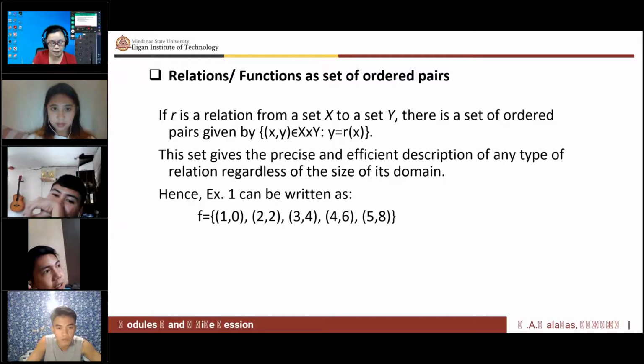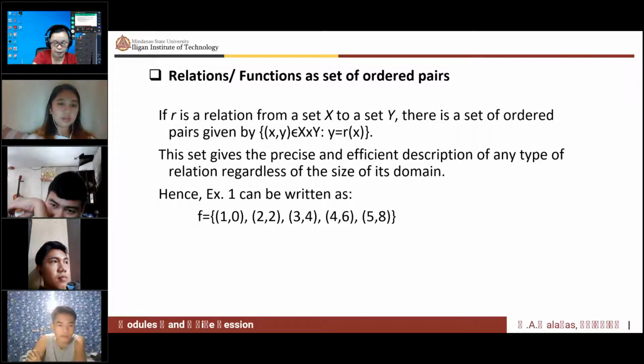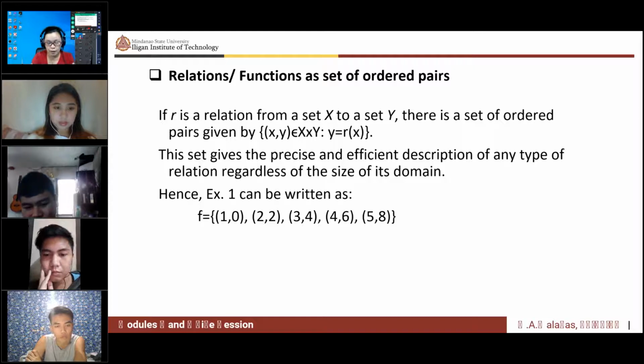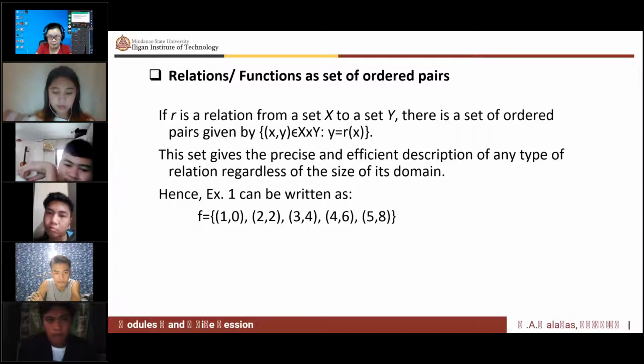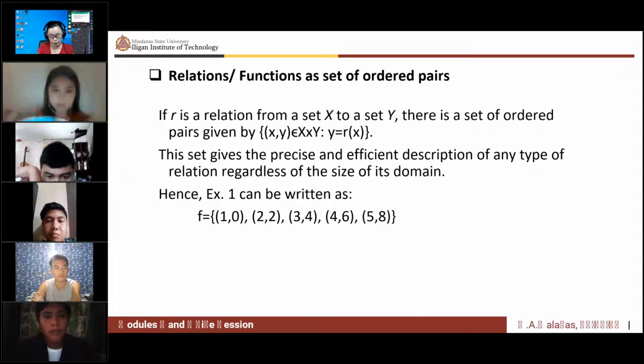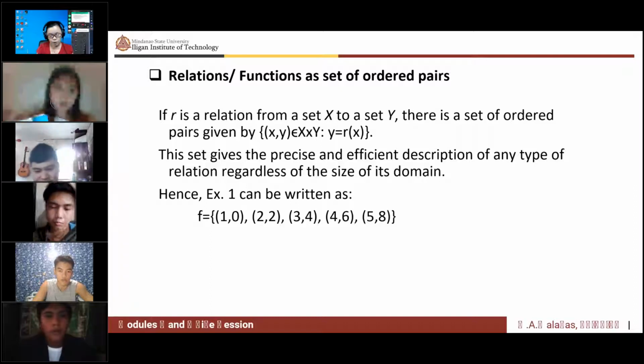Take note that if R is a relation from a set X to a set Y, there is a set of ordered pairs given by, because of that rule, we have the ordered pairs (x, y) in the Cartesian product of X and Y such that y is mapped to x by R. Now this set gives the precise and efficient description of any type of relation regardless of the size of its domain. So it's easier to describe the set if we have a domain with a bigger cardinality.